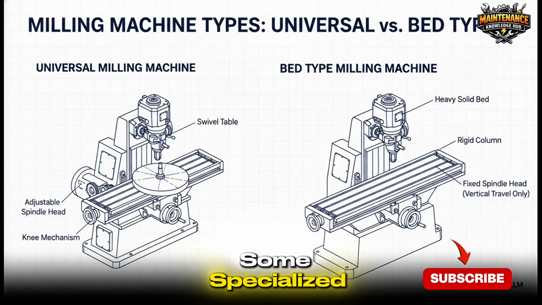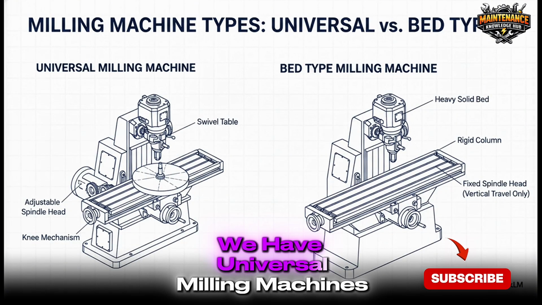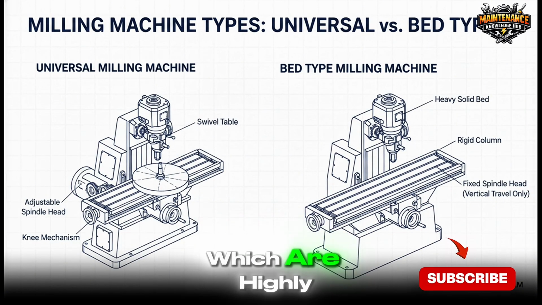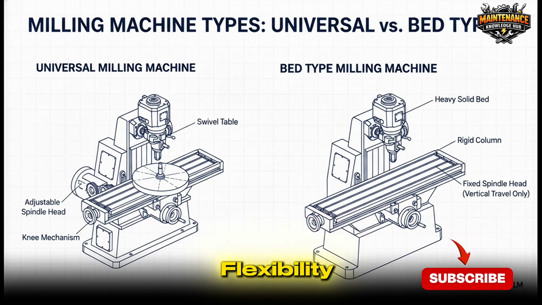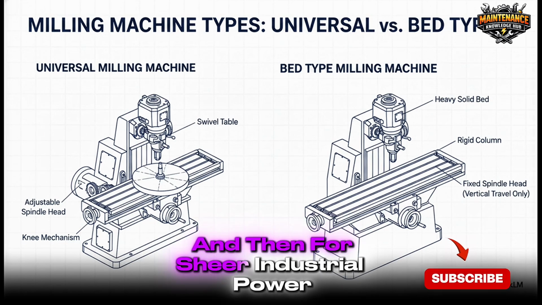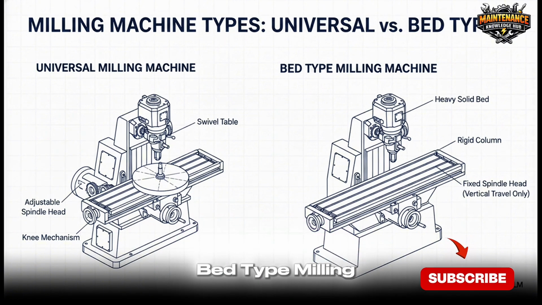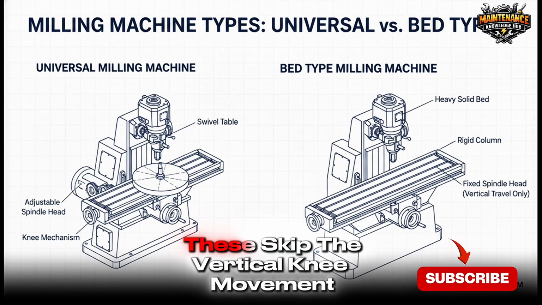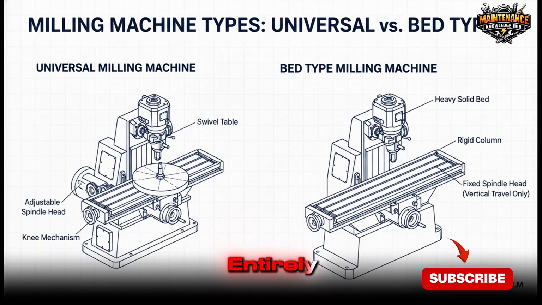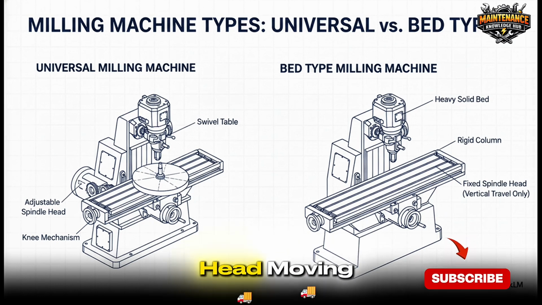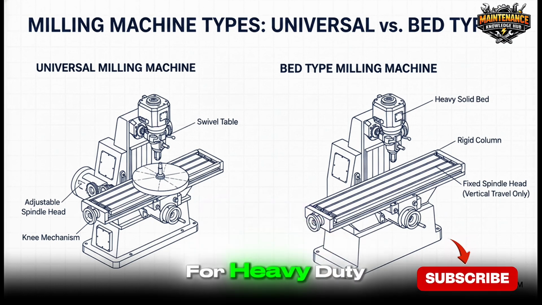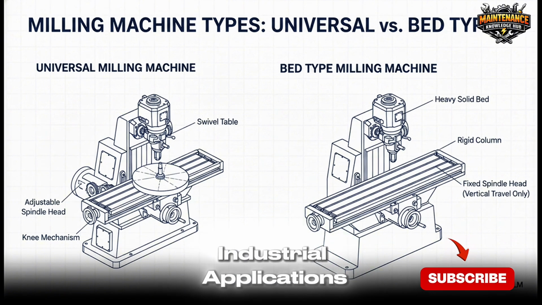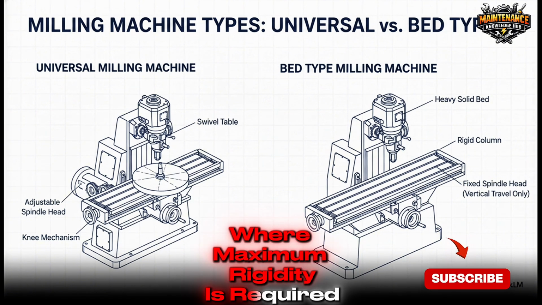Looking at some specialized types, we have universal milling machines, which are highly adaptable and perform multiple varied operations for ultimate flexibility. And then, for sheer industrial power, we have the bed-type milling machine. These skip the vertical knee movement entirely and rely on a massive spindle head moving up and down. They are absolutely the heavyweight champions for heavy-duty industrial applications where maximum rigidity is required.